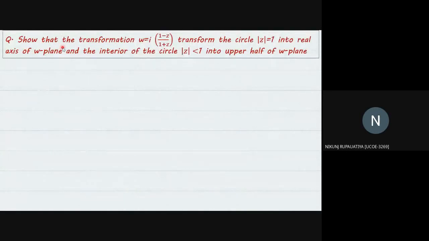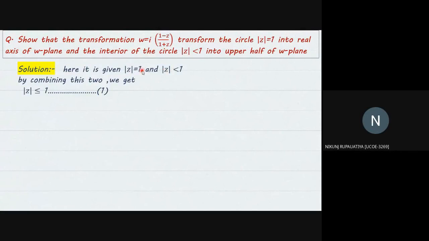Let's take another sum based on the bilinear transformation. That is, show that the transformation w equals i into 1 minus z upon 1 plus z transforms the circle, that is modulus z equals 1, into the real axis of the w plane, and the interior of the circle, that is modulus z less than 1, into the upper half of the w plane. Here we are given modulus z equals 1 and modulus z less than 1. Combining these two, we get modulus z less than or equal to 1.